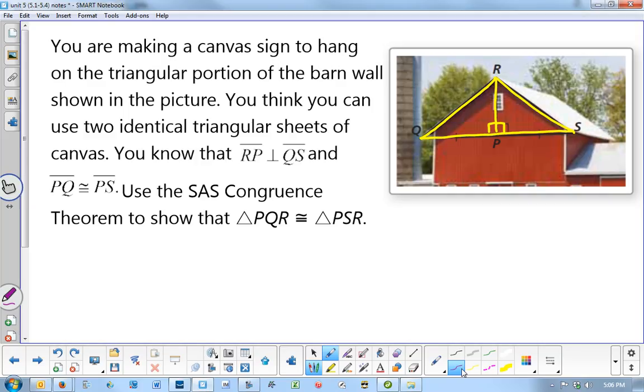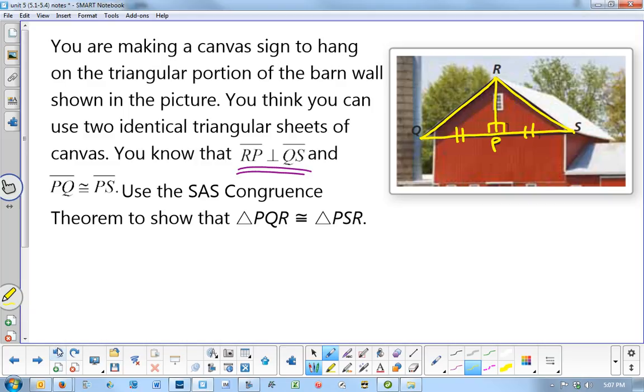You know that RP is perpendicular to QS. That's what we just said with those 90 degrees. And PQ is congruent to PS. So we can label those. Use the side angle side theorem to show that these triangles are congruent. So I've got two triangles, this little guy here and this little one there. We want to say that those are congruent.